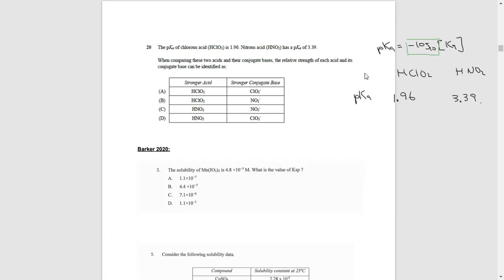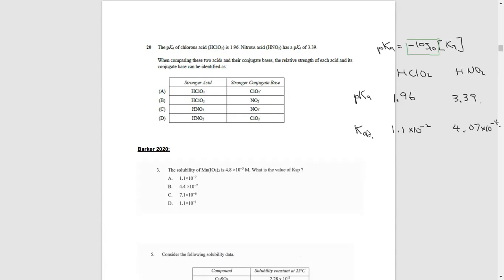But that also means the higher the concentration of the H plus ion. So similarly for pKa and Ka, the lower pKa is, the higher the Ka is. And we can prove that by working it out, if that's helpful. So Ka is 10 to the power of negative 1.96, which gives you an answer of 1.1 times 10 to the negative 2. And the Ka of that one is 10 to the power of negative 3.39, giving you an answer of 4.07 times 10 to the negative 4.